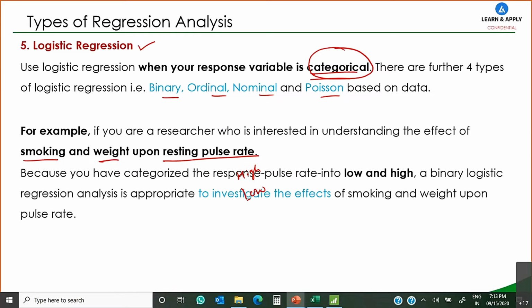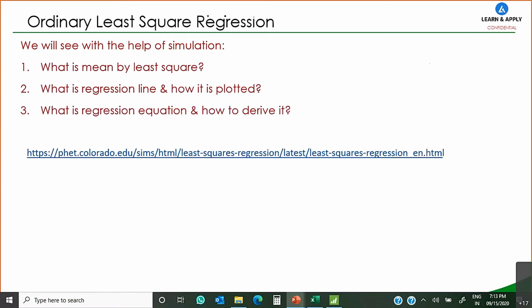Now coming back to the practical part, the most used regression analysis is the ordinary least square regression. Now let's understand, when we say ordinary least square regression analysis, we talk about the smallest sum of squares. So what is meant by that? Let's understand with the help of an example.